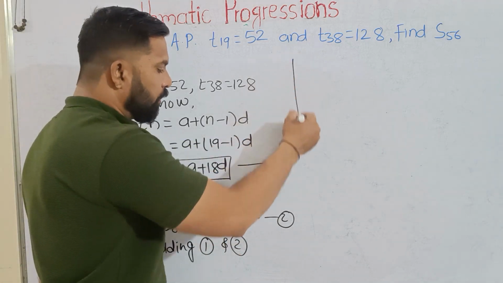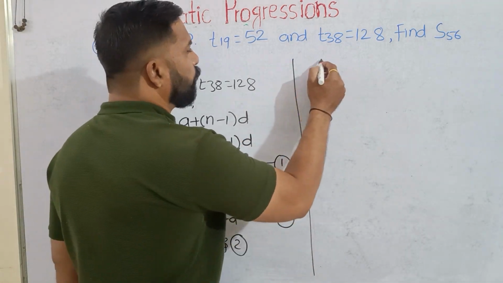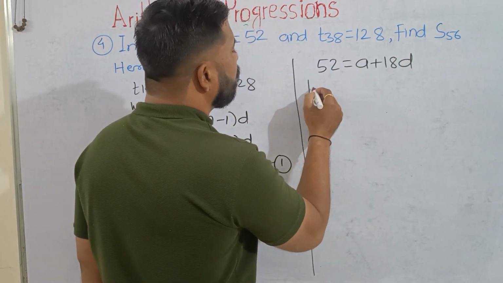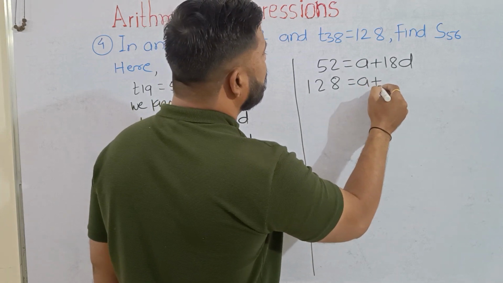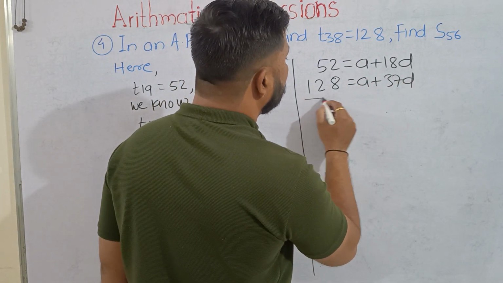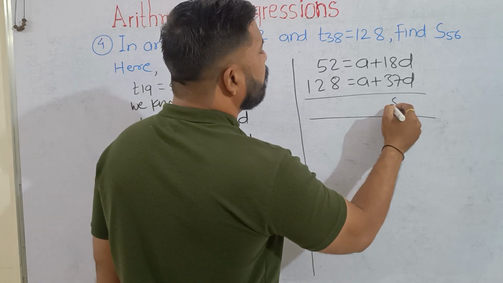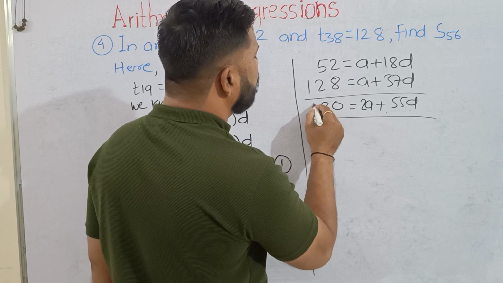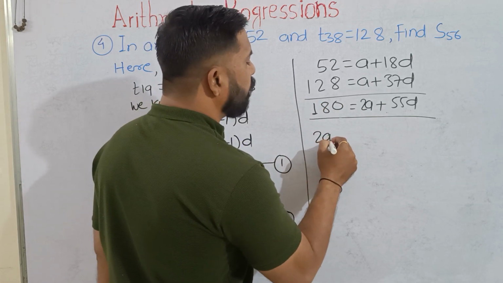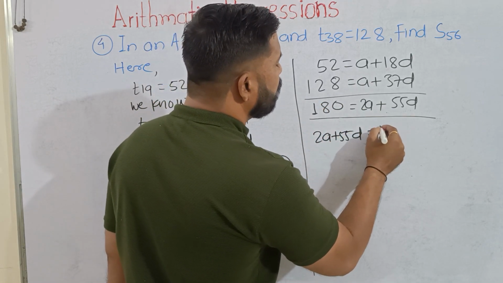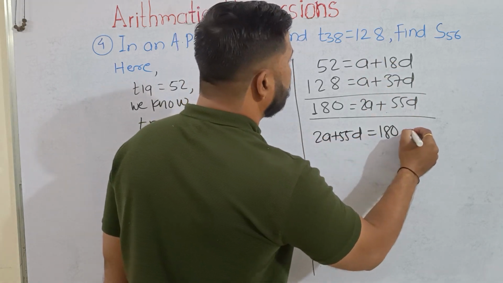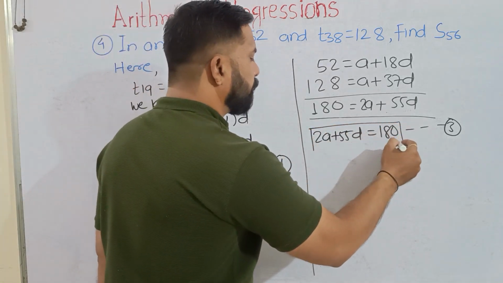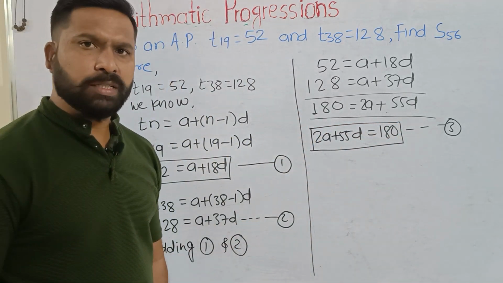Okay? Now let me write it on that side. 52 is equal to a plus 18d. 128 is equal to a plus 37d. What is their sum? 55d, 2a. 52 plus 128 is 180, which means 2a plus 55d is equal to 180, and it is number 3. We got the sum.